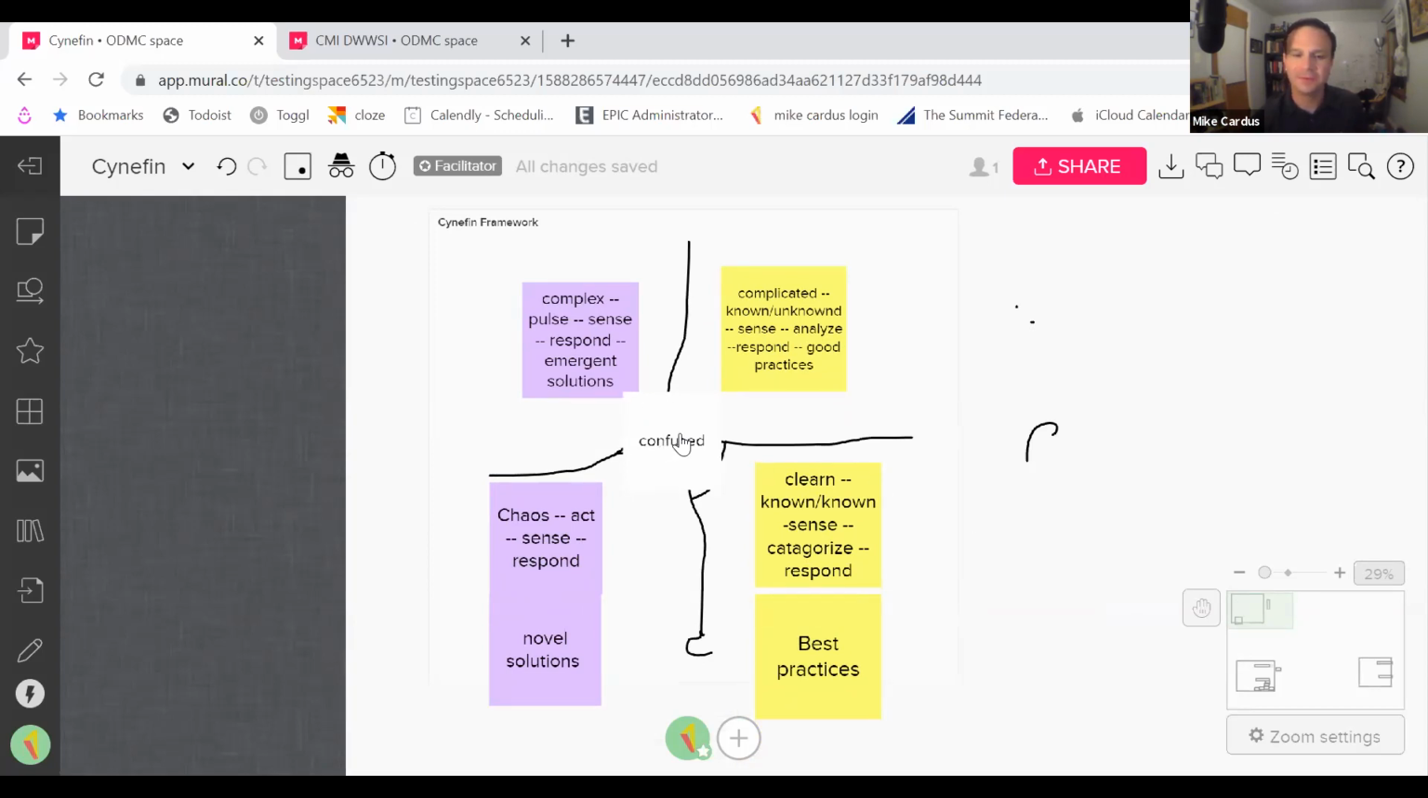And in the middle is confused. One thing to be thoughtful of, and we see this a lot, I'll get to it when I show you the examples, is that we want to see movement inside the domains. So I'll use COVID-19 as an example. I'm going to show you an example of how we use it later on.